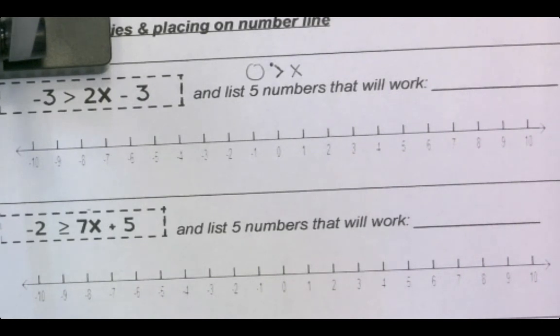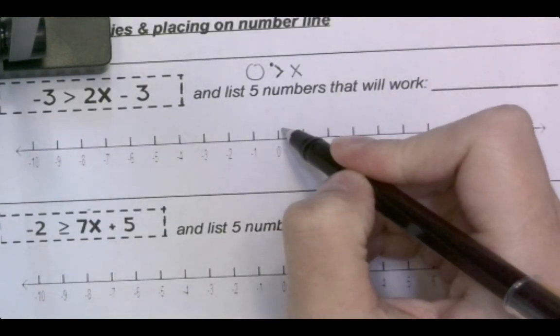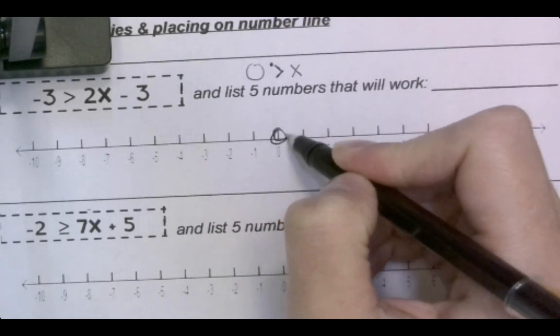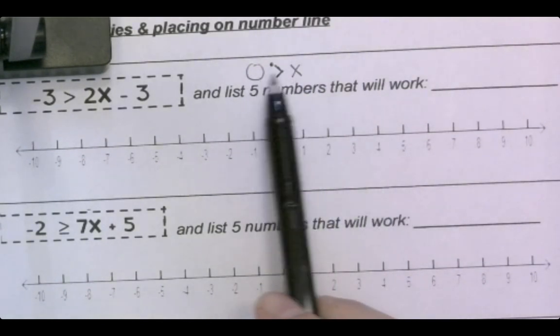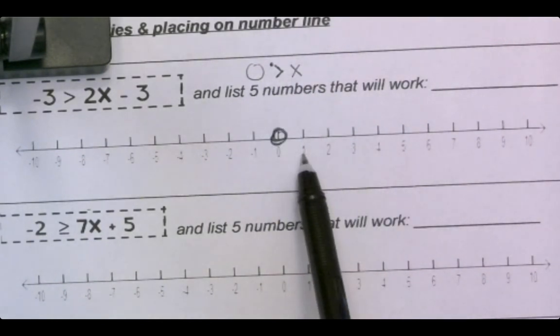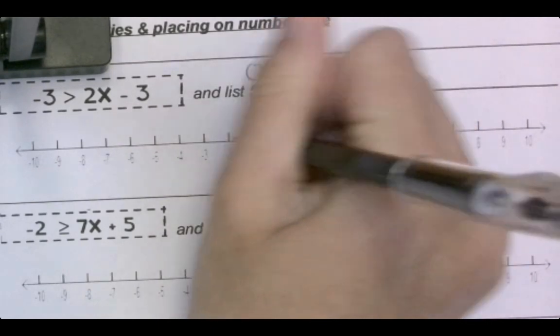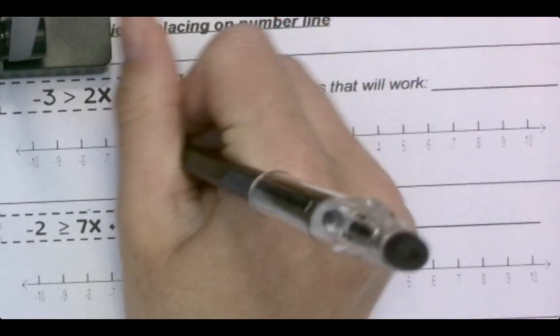So let's start with the easy thing. I'm going to put my circle on the 0. From our last page of things that we did, you should know that it should stay open. Now, 0 is greater than x. So if I put in a number, is 0 greater than positive 1? No. So that means that our arrow is going to go to the left.